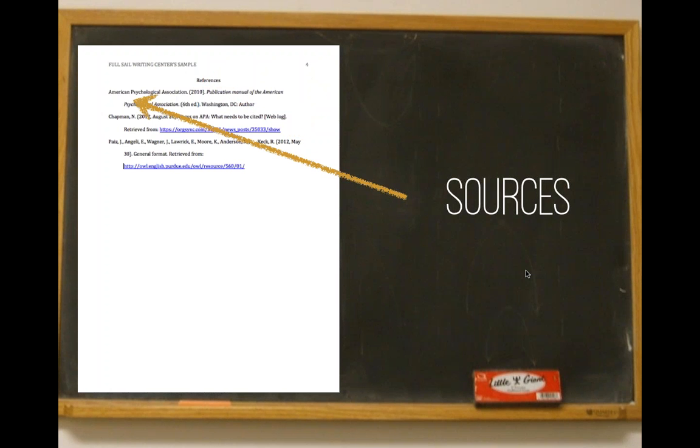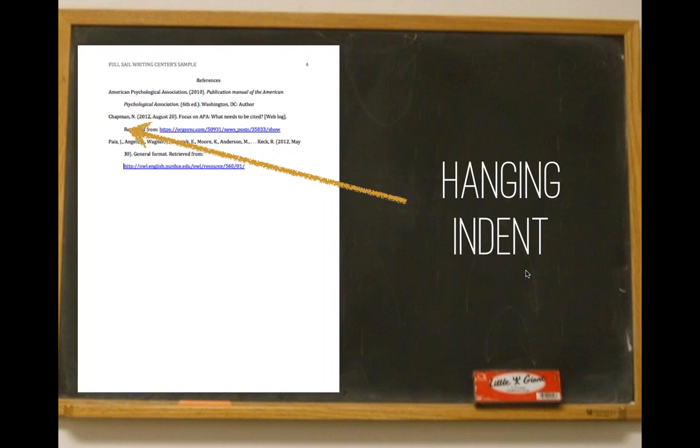And then as far as the sources go, they should be listed alphabetically by author's last name or by organization. If an author has more than one work, organized by date of publication. The reference list should be double spaced with no extra spaces between sources. Every line after the first line of each entry should be indented. This is called a hanging indent.